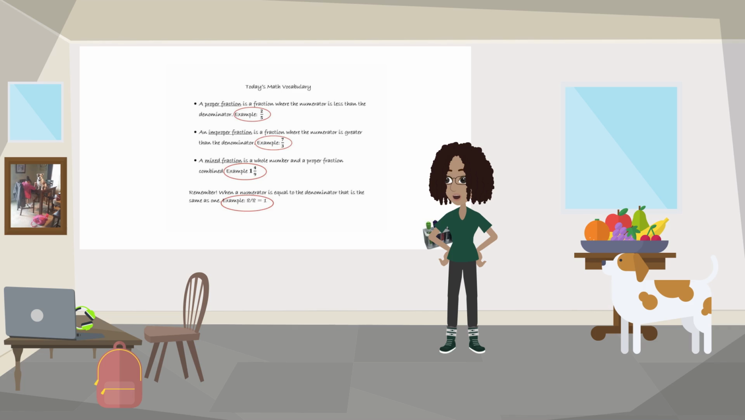Example, 7/3. A mixed fraction is a whole number and a proper fraction combined. For example, 1 4/9. Remember, when a numerator is equal to the denominator that is the same as 1. For example, 8/8 is equal to 1.